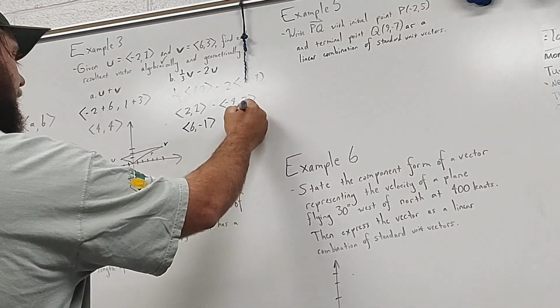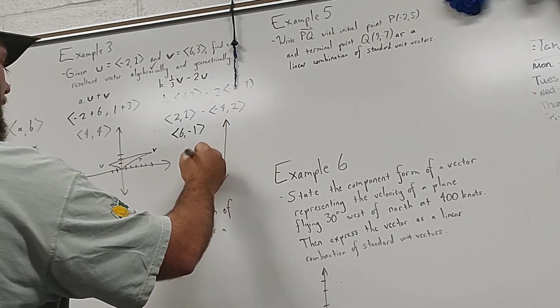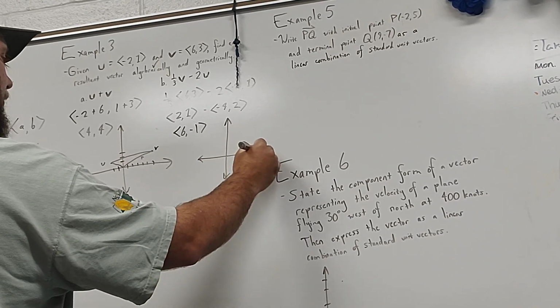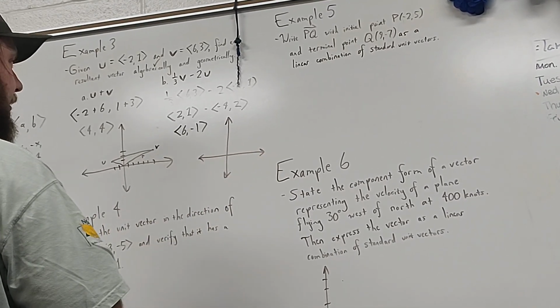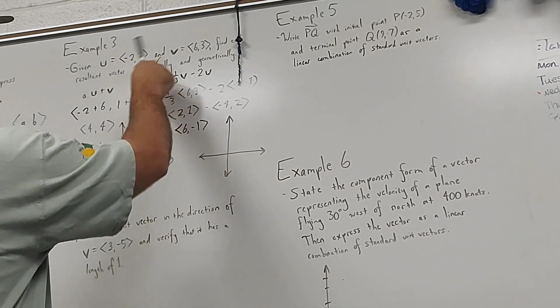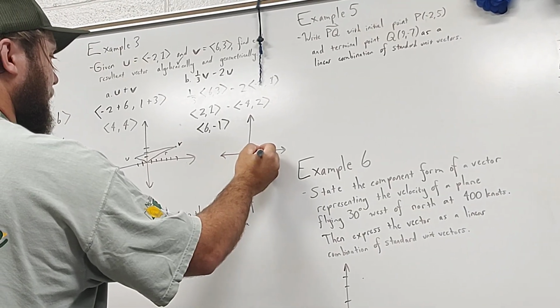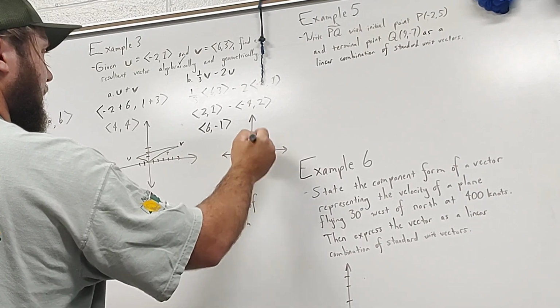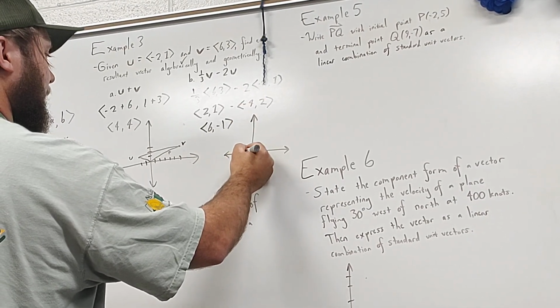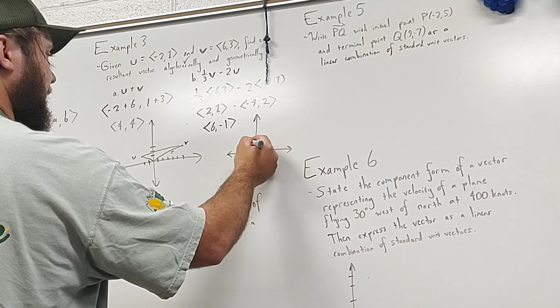Then over here, we're going to start out in standard position again, but instead of using the originals, we're instead going to use the scalar products. So 2 and 1. And then -4 and 2.